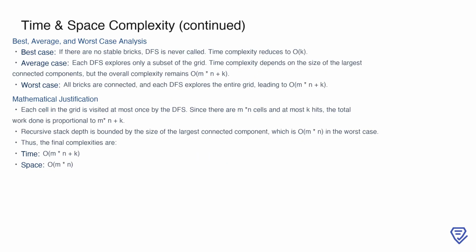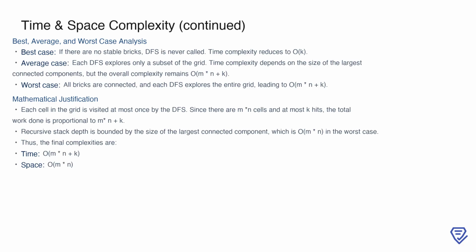The algorithm's behavior can be further understood by analyzing its best, average, and worst cases. In the best case, where there are no stable bricks, the DFS is never called, and the time complexity reduces to O(k), as we only process the hits. In the average case, each DFS explores a smaller subset of the grid, depending on the size of the connected components. While the exact time varies, the overall complexity remains O(m*n + k). The worst case occurs when all bricks are interconnected, requiring each DFS to traverse the entire grid.